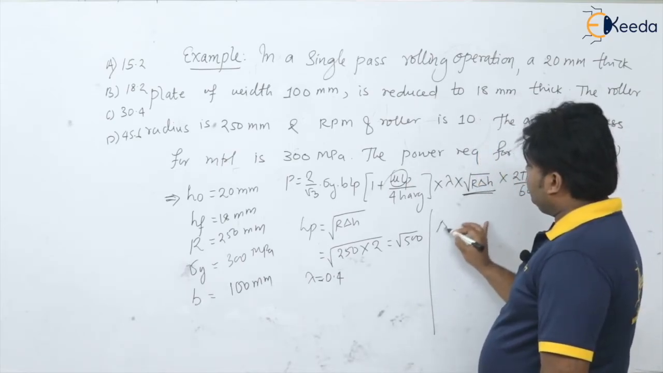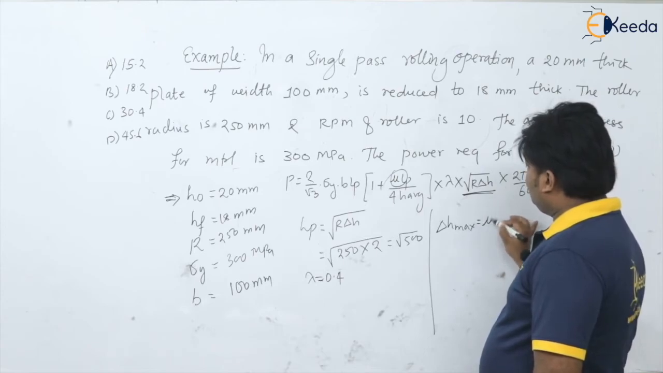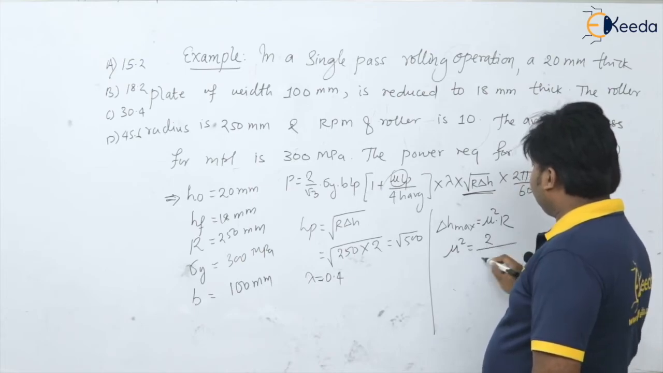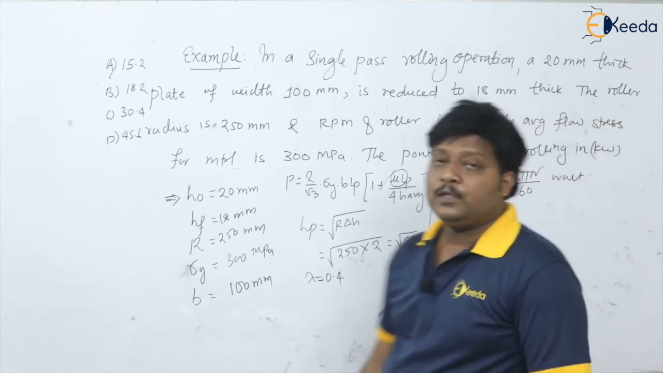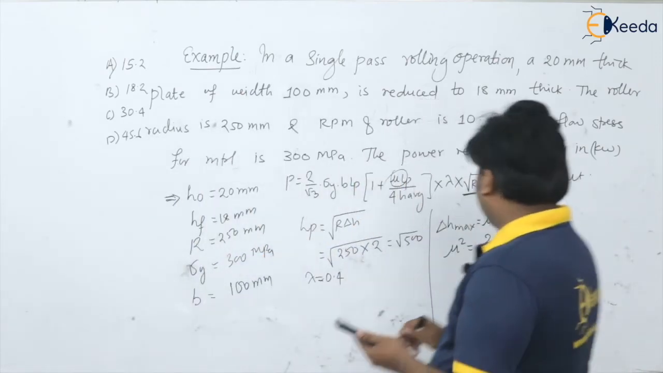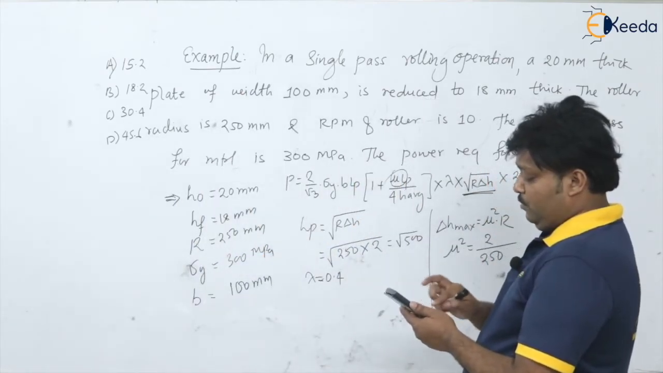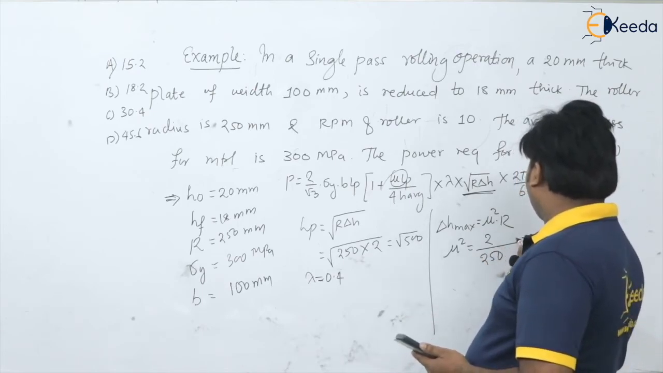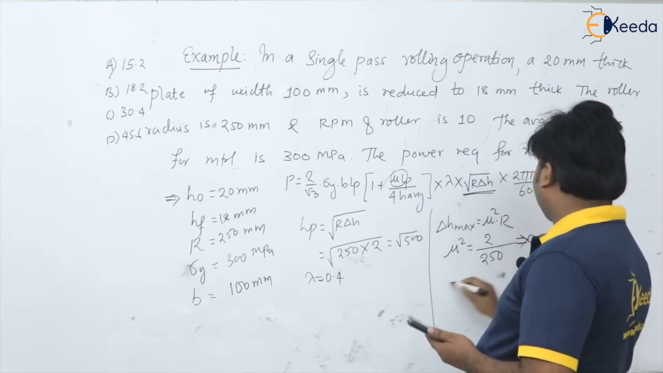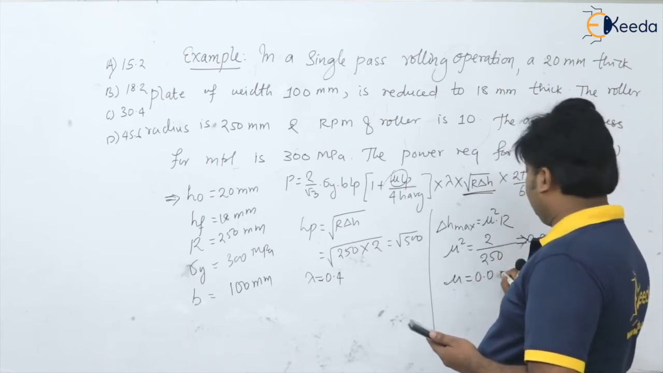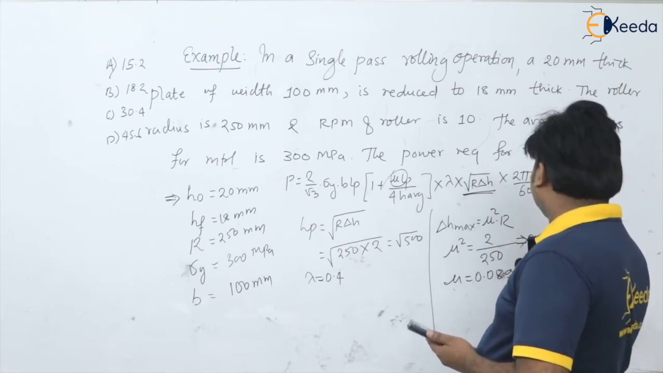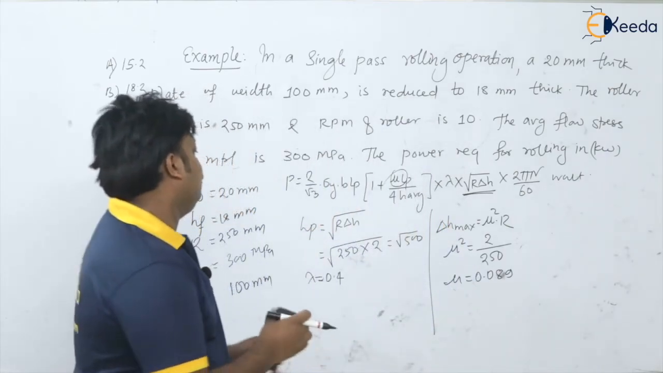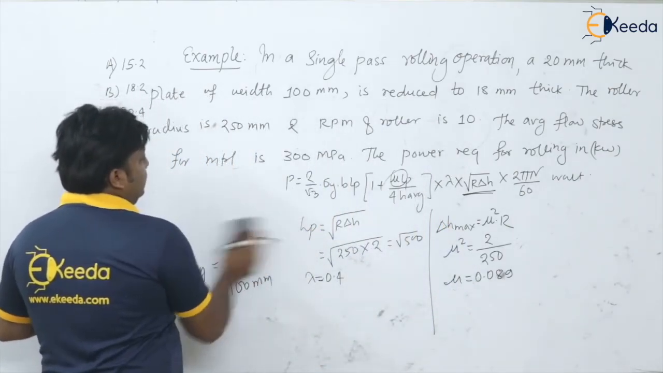So we know that delta H max is equal to mu square times R. So what is mu square? Delta H max is 2 millimeter divided by roller radius of 250. So 2 divided by 250, root of the answer, we will get 0.09 as the value of coefficient of friction. You got here 0.089 actually here.